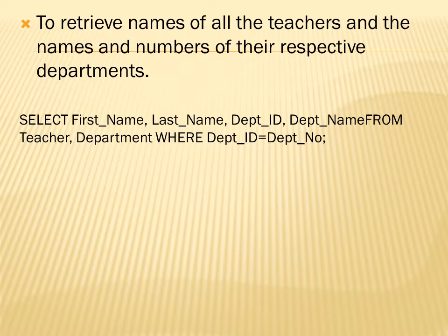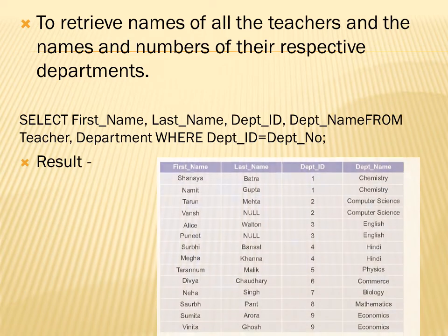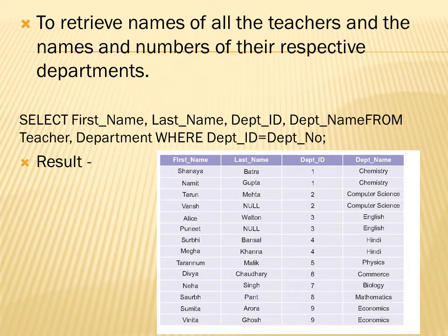Select first name and all the attributes that you want to see from which table? Teacher. These attributes are present in the teacher table. Then comma, department, the second table, where the department ID is equal to department number, because you want to see the department numbers. Okay, now see what is the output you get. This will be the output that you will get: first name, last name, department ID and the department name. Okay, so this is the way to write using the join. You are joining the two tables and finding the result.